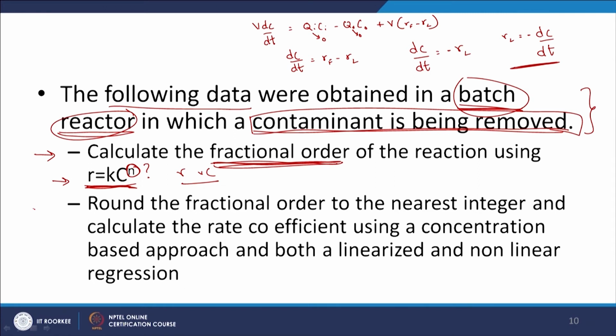The second aspect says that we need to round the fractional order to the nearest integer, and that is what we did here. Now the order n is equal to 1. So what is the rate equation now? R equal to Kc. So this is what we have now, to the nearest integer, and we need to calculate the rate coefficient.